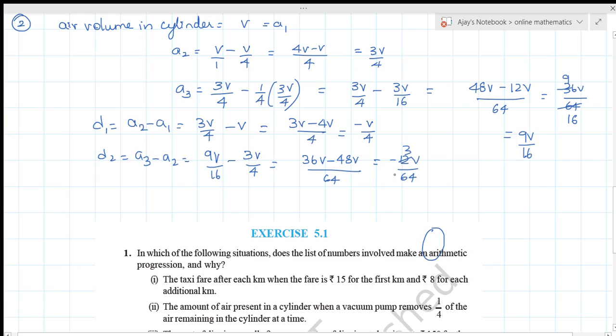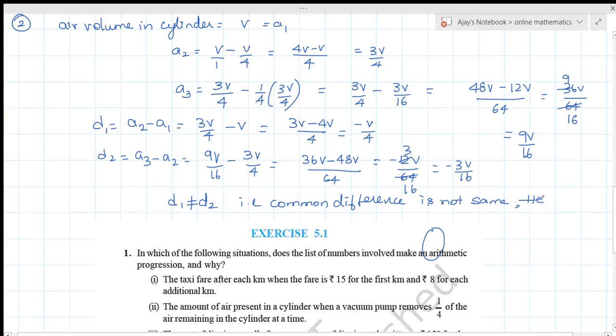3s are 16s are. So it is minus 3V by 16. Clearly from the above, D1 is not equal to D2. That is, the common difference is not the same.